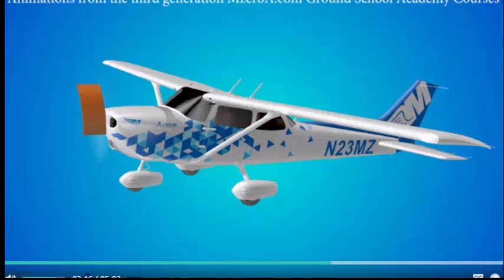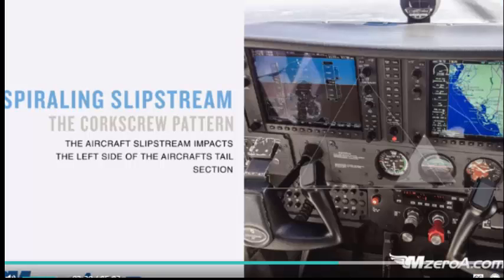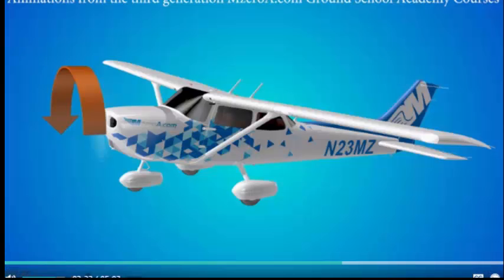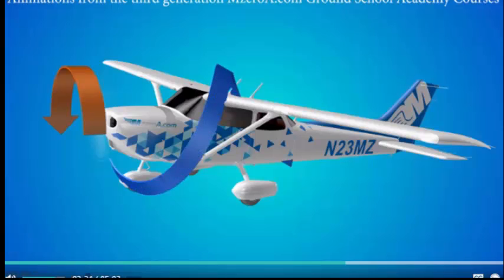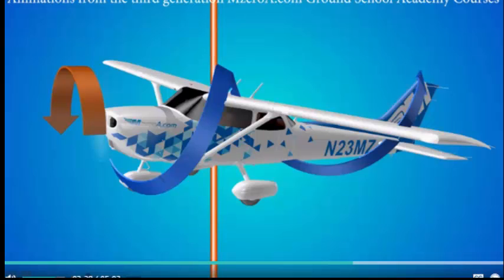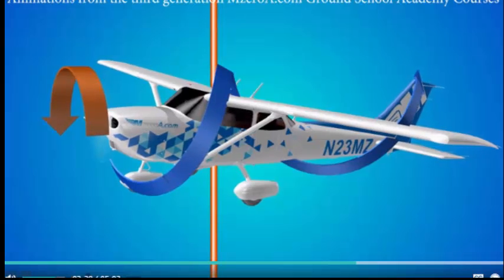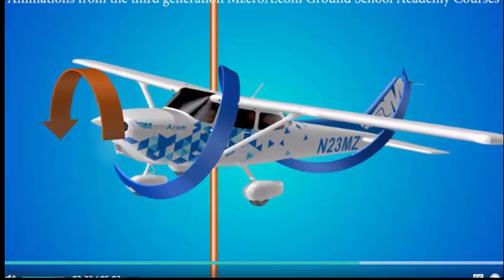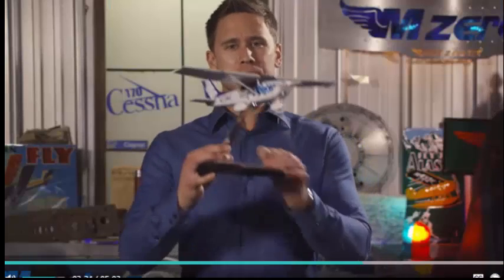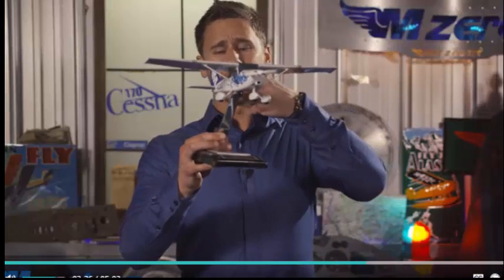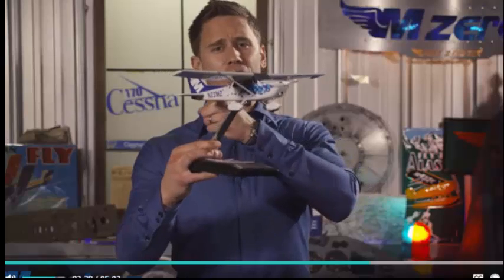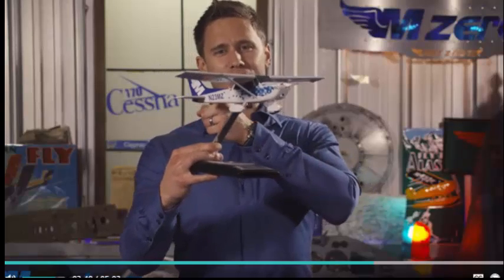That's probably the most difficult to understand. Let's talk about the easiest to understand now, which is spiraling slipstream. This is the corkscrew pattern. Our propeller, you can kind of see our own wake, we'll call it, coming off of our aircraft, and that slipstream impacts the left side of our aircraft's tail. And when we impact the left side of that aircraft's tail, we push and we yaw which direction? We end up yawing to the left here.